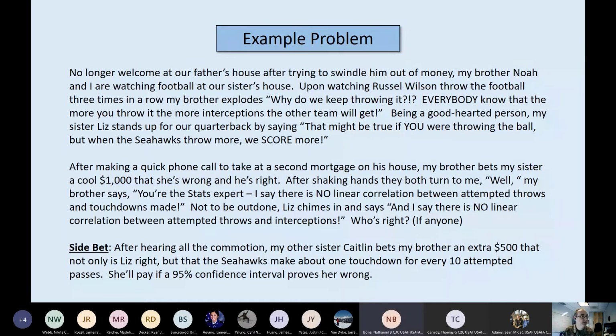Sir, I have a question. Should we go through each sibling's claim separately? You'd have to go through them separately, right? So you can pick one, because they're two separate claims. One is saying that there's no linear correlation between attempted throws and touchdowns, and the other one is that there's no linear correlation between attempted throws and interceptions. So in each one, the X variable is the same, but in each one, the Y variable, or the response variable, is different. And so yes, it would definitely be two separate hypothesis tests.